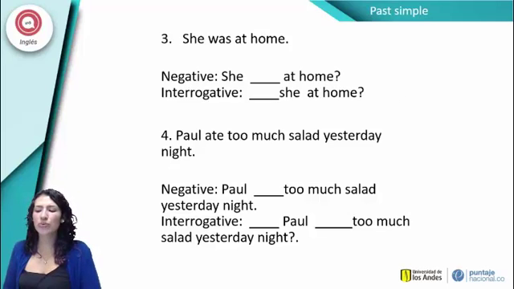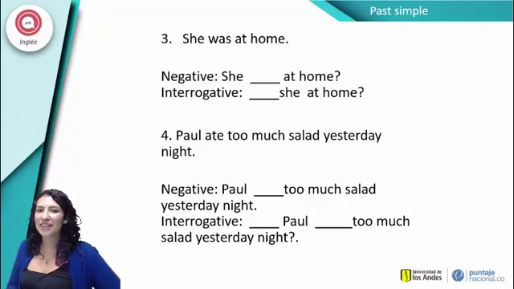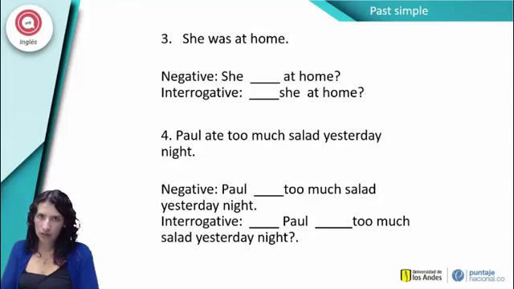Paul ate too much salad yesterday night. So, Paul comió mucha ensalada ayer en la noche. No se puede decir en ninguna oración did was. Eso sería un error garrafal. Con el verbo ser o estar se puede construir el pasado continuo, el pasado simple, igual que en el español. Comió en pasado, ate. A-T-E. La contracción la utilizas cuando tú quieras. No hay una regla.